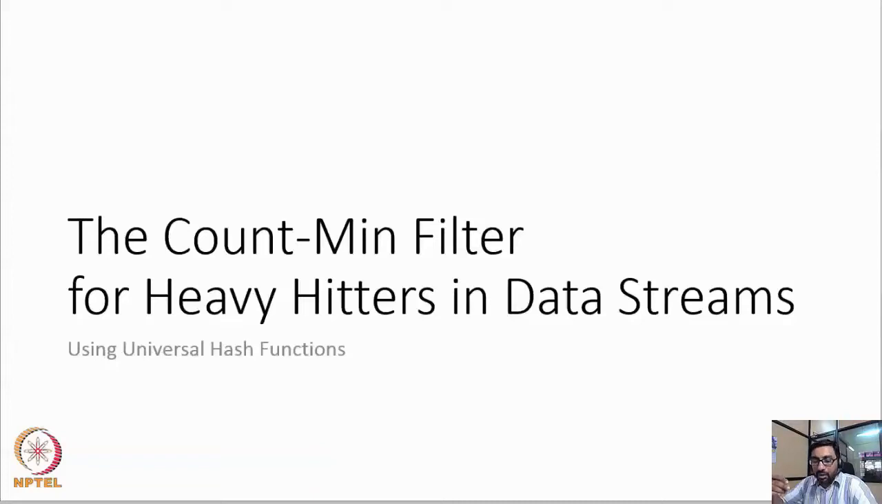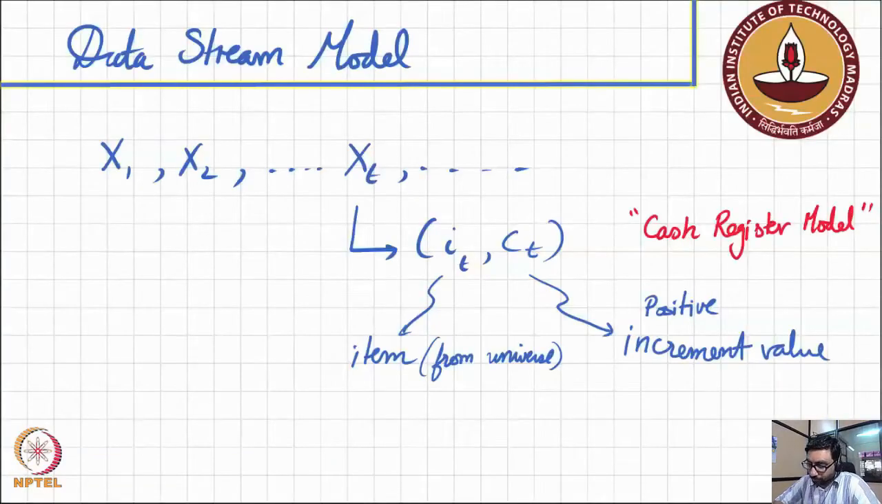So just by quickly observing the traffic flowing through the network, we need to be able to identify those source destination pairs, for example, that are most frequently using a particular router. So in these contexts, we can use the count min filter. So let's be a little bit more precise about the data model, the data stream model.